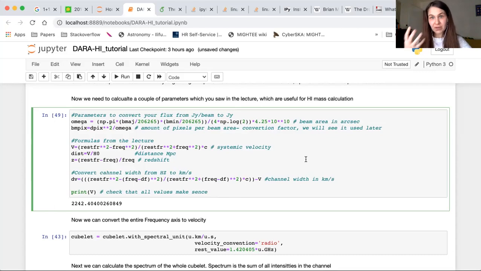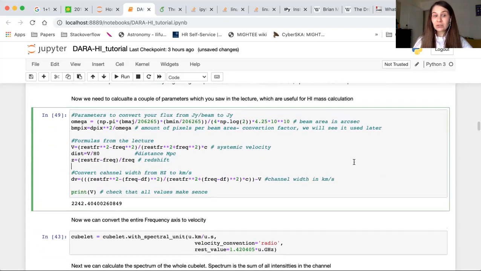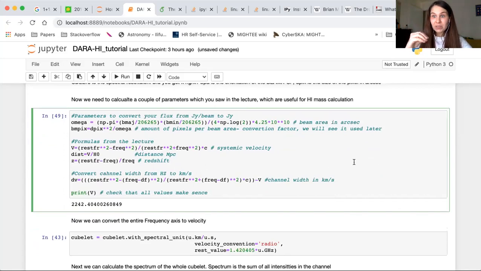Because when we observe in our data, every pixel has an intensity value, which is in units of Jansky per synthesized beam, which has major and minor axes derived here. So in order to convert from Jansky per beam to Jansky, we need to know the area of the beam in arcseconds. However, all our data are in pixels, and we know that there are 2 arcseconds per pixel. So we also need to calculate the number of pixels within the beam area.